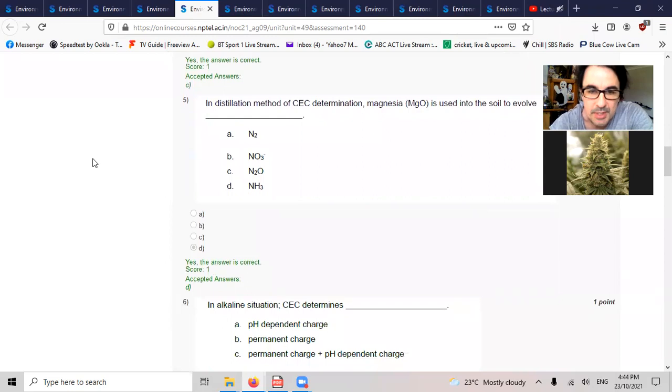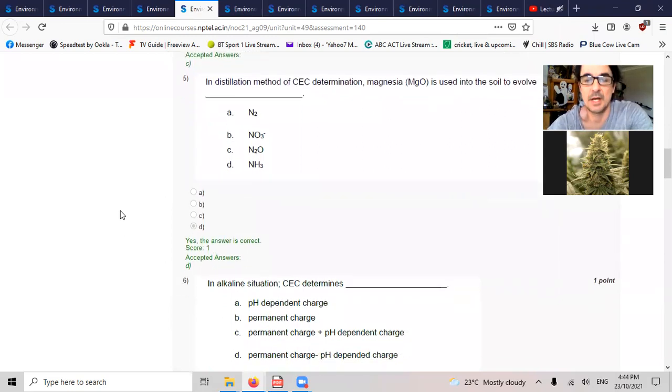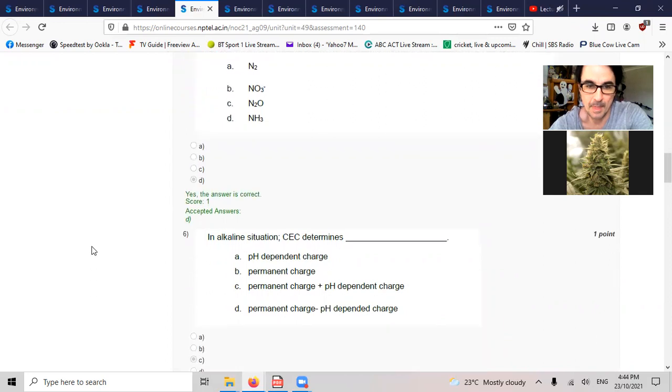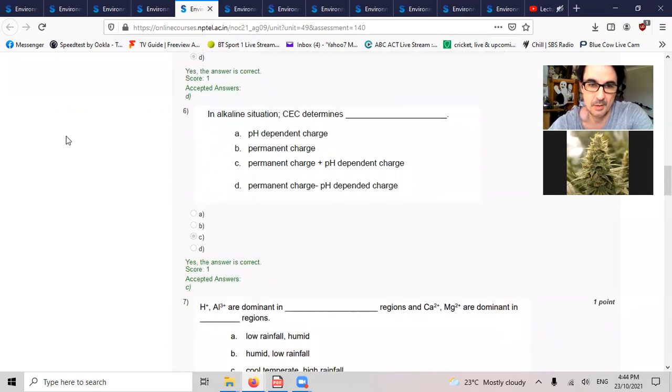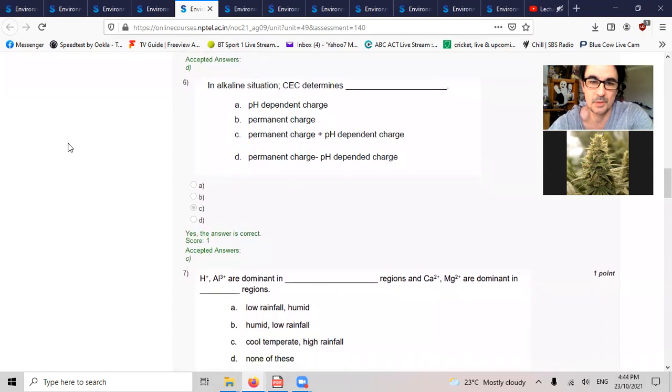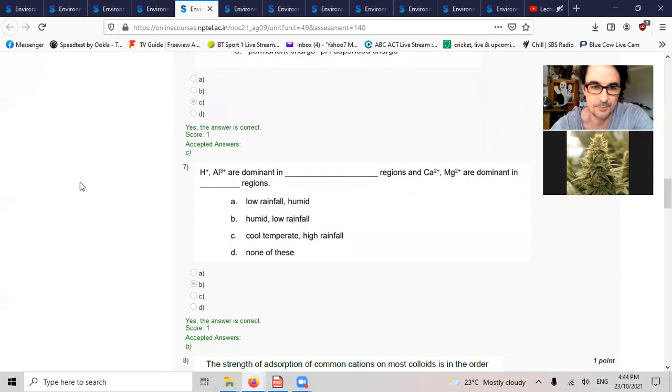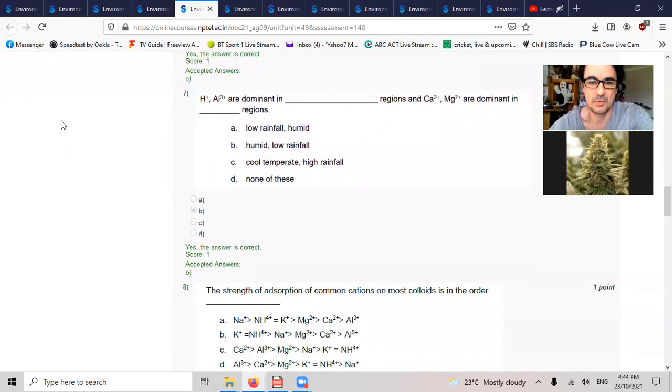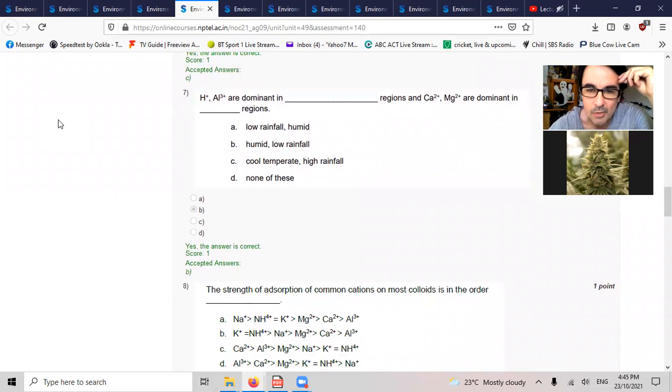In alkaline solution, CEC determines its permanent charge plus the pH. Hydrogen and aluminium are dominant in humid regions, and calcium and magnesium are in dry, arid regions with low rainfall, B. The strength of absorption of common cations on most colloids follows this order, and the order is aluminium, it's first. That goes first, and then see the next one. So if there's a calcium, the answer's D.